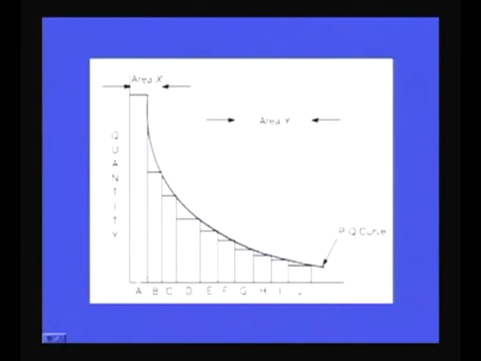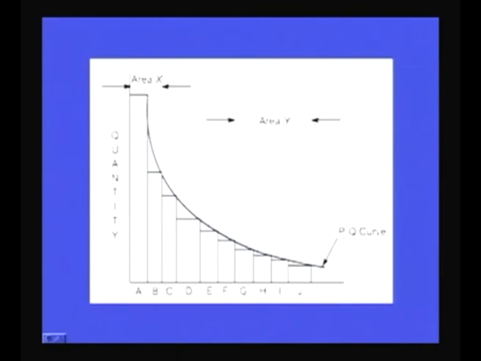So what is the bar chart? On your screen you can see the bar chart. On the x-axis we have the different products, and on the y-axis we have the quantity or the volume. So the volume is on the y-axis, and the types of products are on the x-axis. This we call the PQ curve.